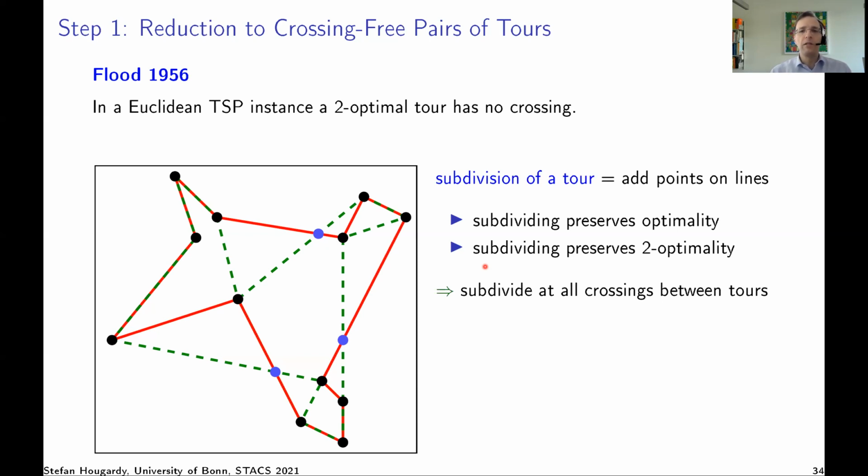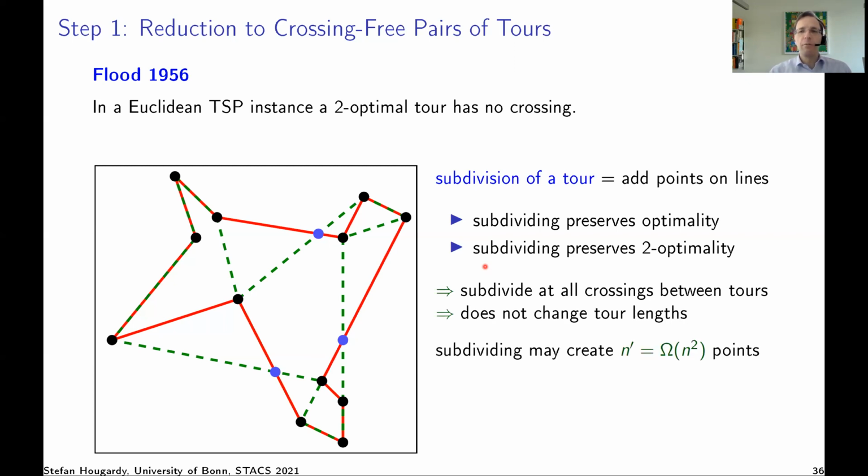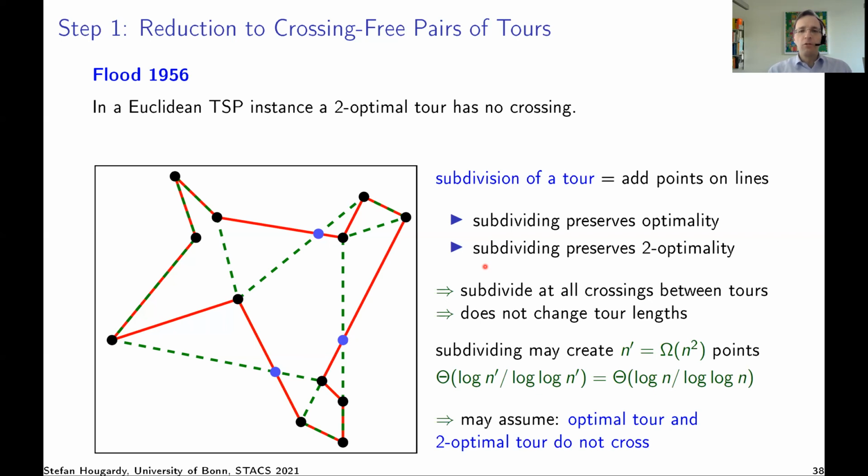So if for the new instance, we can prove our approximation ratio, then this will also apply for the original instance. We have to be a bit careful because we may get a lot of crossings, but this is not a problem. Because in the worst case, we get a quadratic number of crossings, and because we want to prove a log n over log log n factor, it doesn't matter whether we replace n by n squared. So this immediately shows that we may assume that our optimal tour and the 2-optimal tour do not cross. And this finishes already the first step.